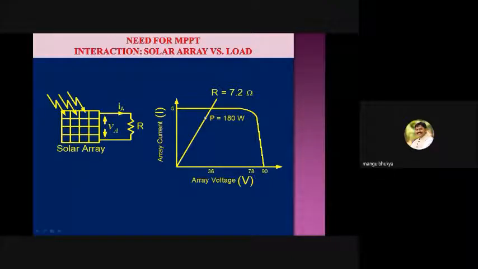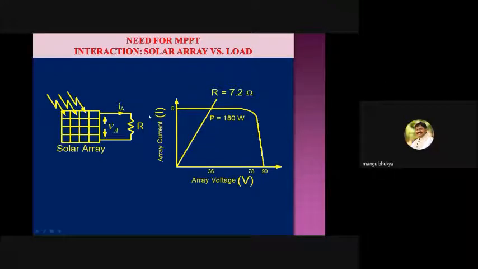With this condition, the voltage across the panel is 36 volts. Power equals VI, and I equals V by R, Ohm's law, which everybody knows. So power equals V square by R. Because the voltage is 36 and R is 7.2, we could extract only 180 watts. But if somehow I maintain the voltage across the panel at 78 volts, then I may get the maximum power. Because of the mismatch in this operating point, we could not extract the maximum power.